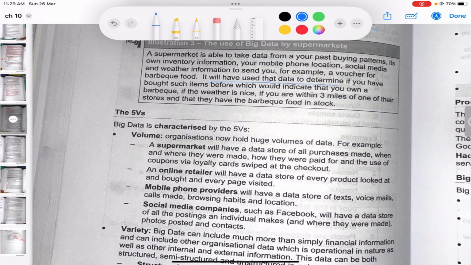It will have used the data to determine if you have bought such items before, which would indicate that you own a barbecue. If the weather is nice and you are within 3 miles of one of their stores, then they will have barbecue food in stock. So that is how a supermarket is going to use big data for its benefit.